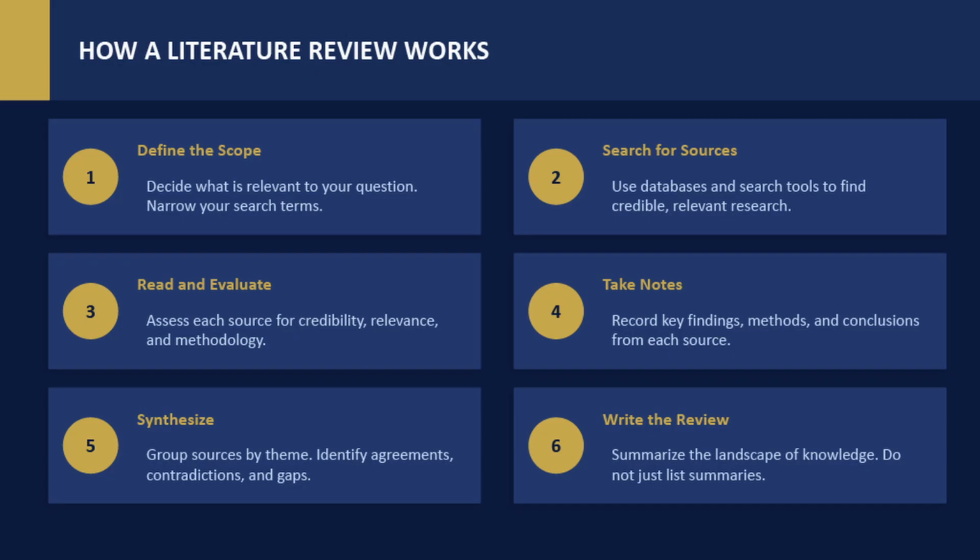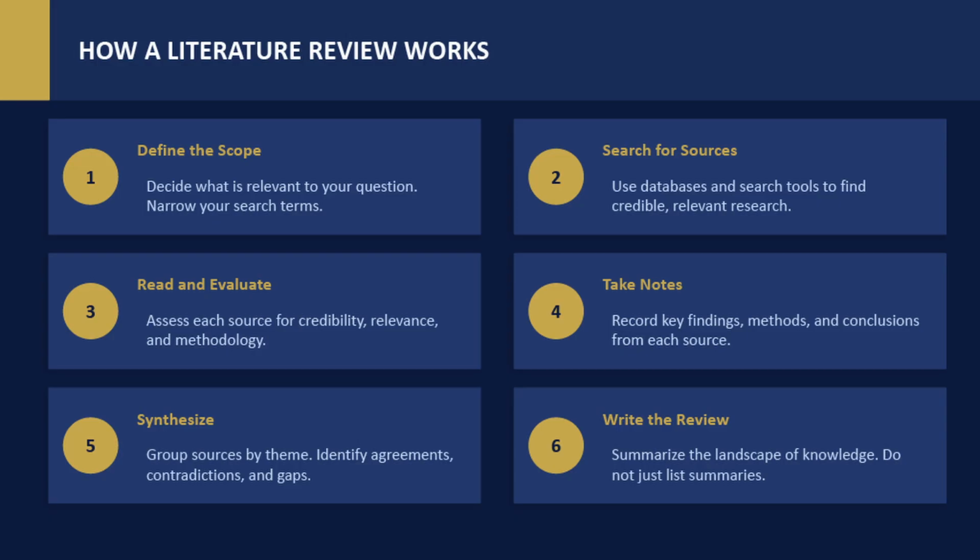So how does a literature review work? Number 1, we need to define the scope. We just need to decide what's relevant to your question and narrow down your search terms. Number 2, we need to search for sources: use databases, use different search tools, and find credible and relevant research. And then number 3, we just need to read and evaluate. We need to assess each source for credibility, relevance, and methodology.